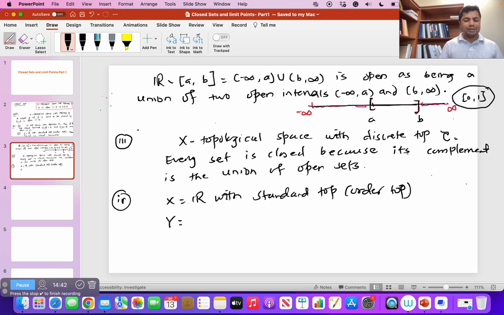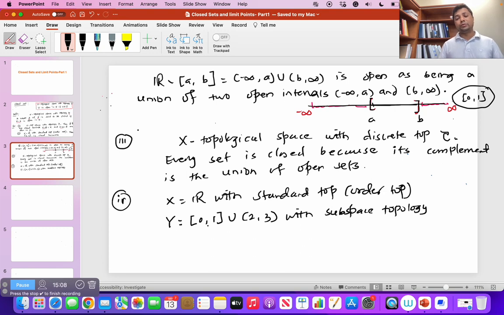Now let's take Y, which is the union of this interval and that one, with the subspace topology. That means this Y, which is the union of those two intervals, is a subspace of R, and we have taken the standard topology on R. So basically we have this here.